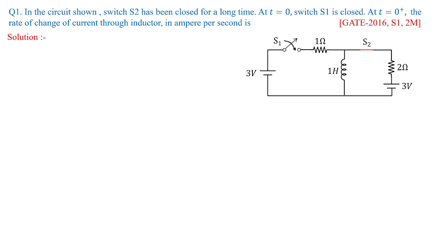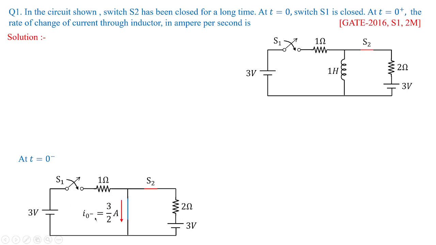So it's a simple problem. One needs to concentrate on the property of the inductor. An inductor under long duration, that is for t equal to infinity, will behave as a short circuit. So we'll take first the initial conditions, that is t equal to 0 minus: S1 is open, S2 is closed. This is how the circuit would be. Now when S2 is closed, 3 volts will be supplying a current of 3 by 2 amperes through this inductor, and that inductor would be shorted for long duration, and this was before closing of the switch.